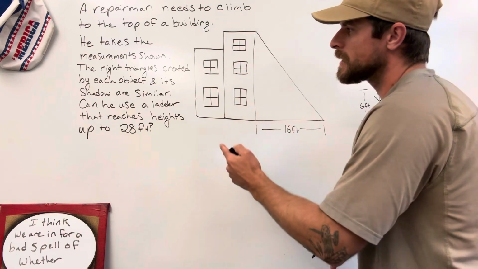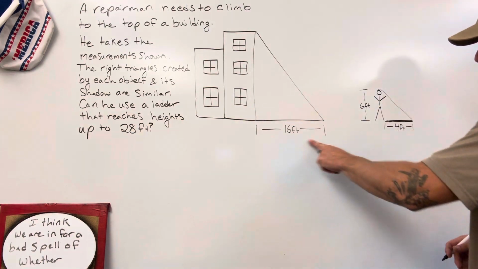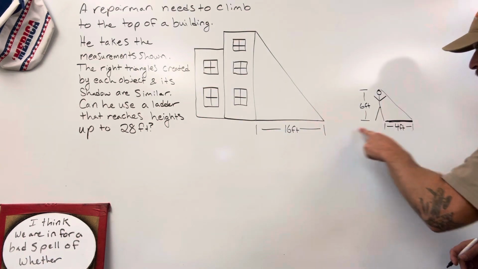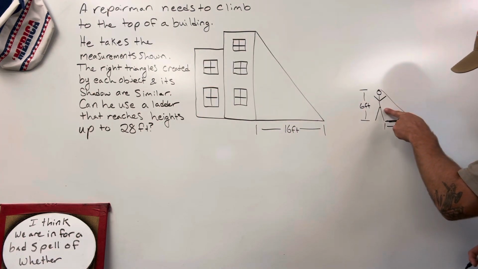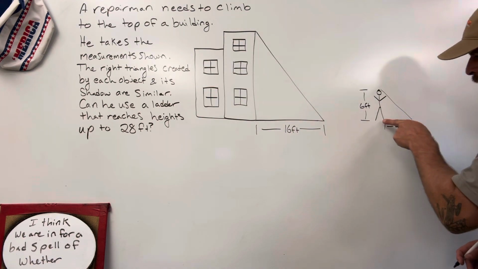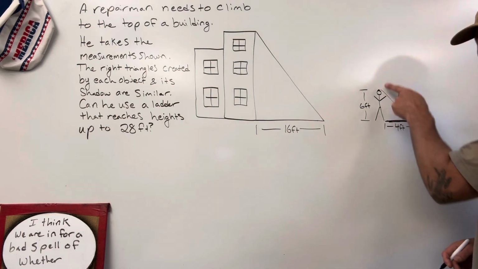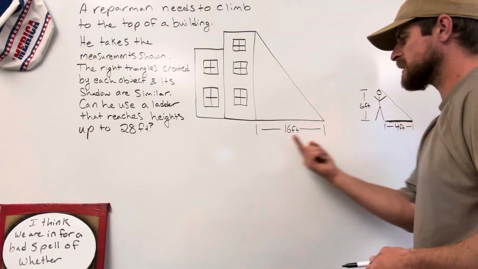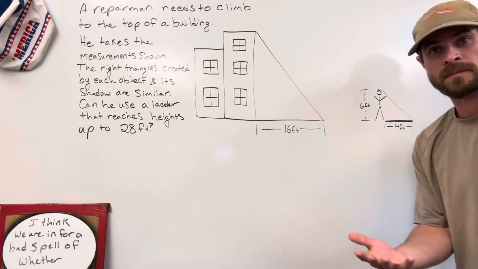Okay. He takes the measurements shown. So we got a measurement here. This is the shadow off the building, goes out 16 feet. We've got a shadow off the person. That's 4 feet for the shadow. And this individual is 6 feet tall. Okay, so we've got some measurements, 4 feet, 6 feet, 16 feet. That's going to be helpful.